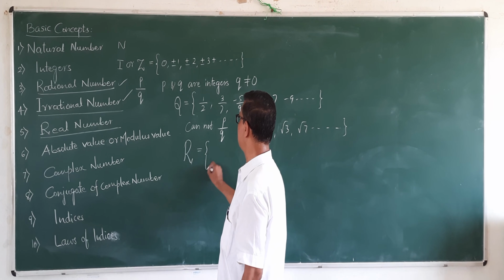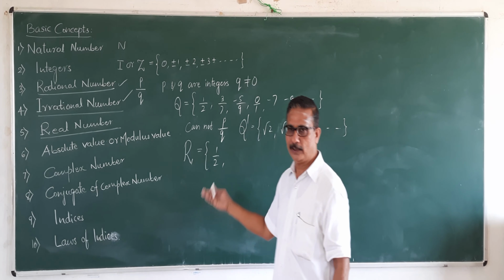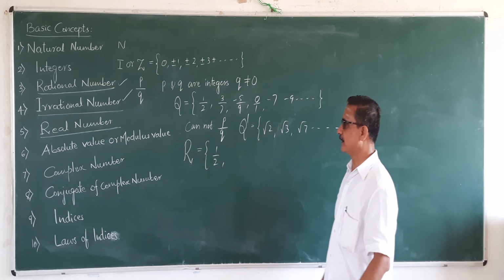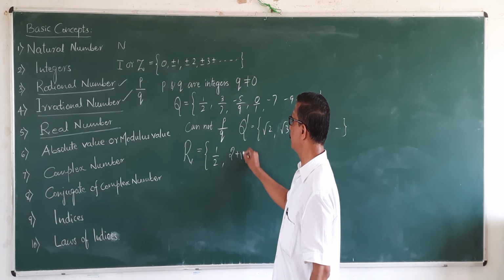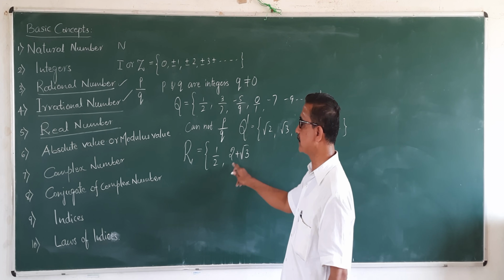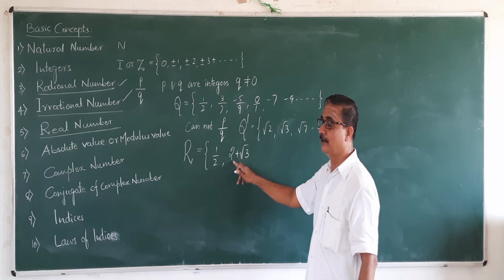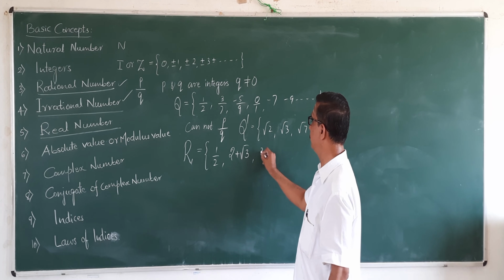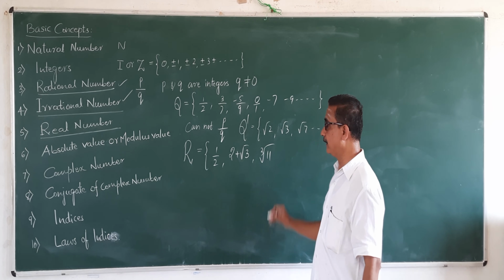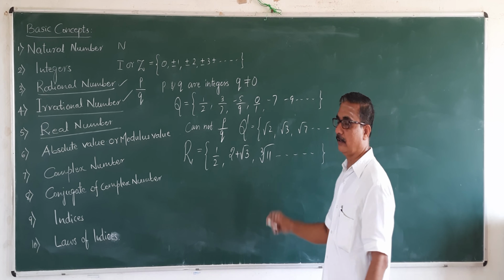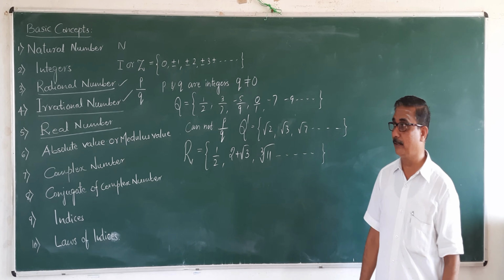Example, R. 1 by 2 is a rational as well as a real number. 2 plus root 3, the combination of rational and irrational, is known as a real number. This is also a real number. 2 plus 3 root 3 is also a real number. Cube root of 11 is a real number and so on. All are examples of real numbers.